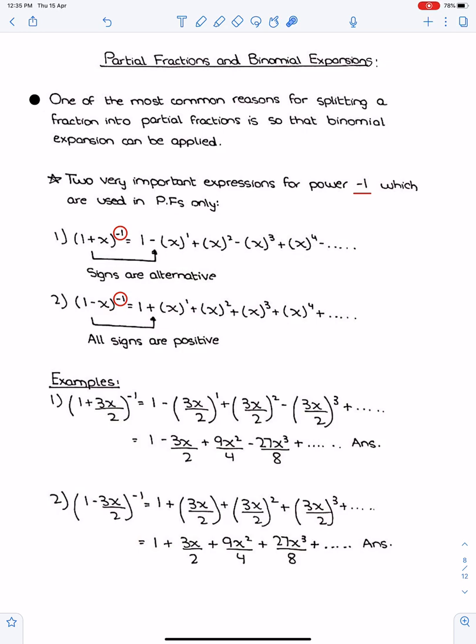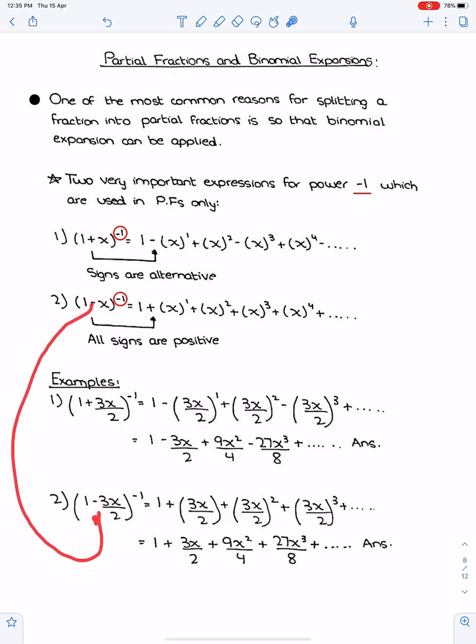So, applications and examples. 1 plus 3x upon 2 power minus 1. This is similar to this rule. The sign is positive and the power is negative 1, and the second term is 3x upon 2. So you write 3x upon 2 here, here, and here. So 1, signs are alternating, minus the second term with power 1, then the second term with power 2, then the second term with power 3, and so on. And just simplify this.